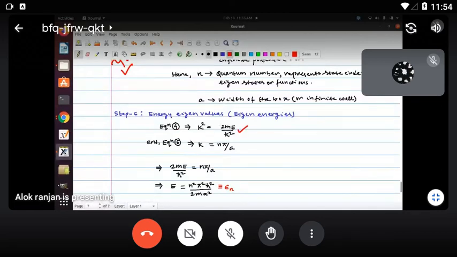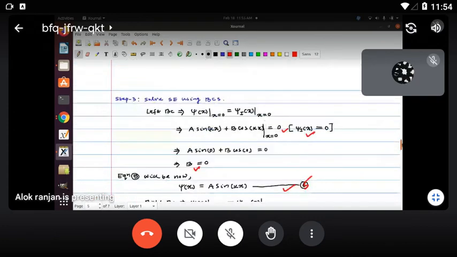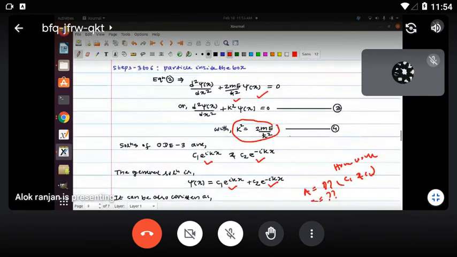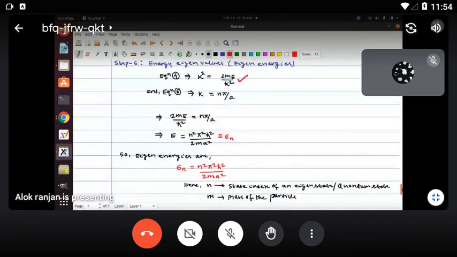So if you remember, we have this relation k square equals 2m E over h bar square. One thing I would like to again highlight here: we have not done any approximation. All those are coming from the derivations. So that's why it's exactly solvable. So k square is 2mE over h bar square, so that we use here.